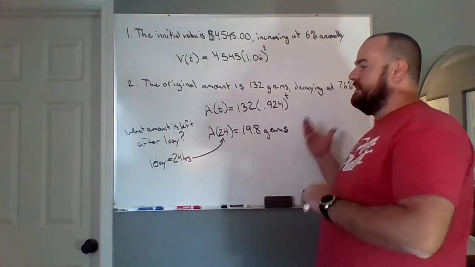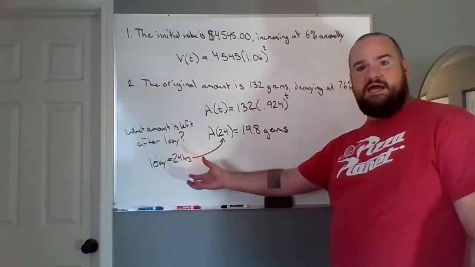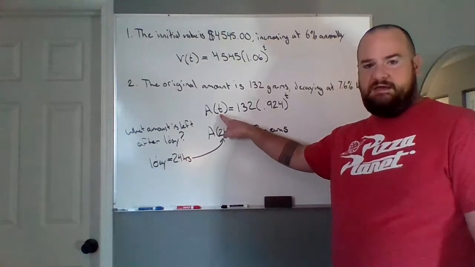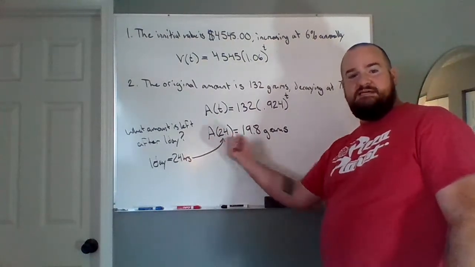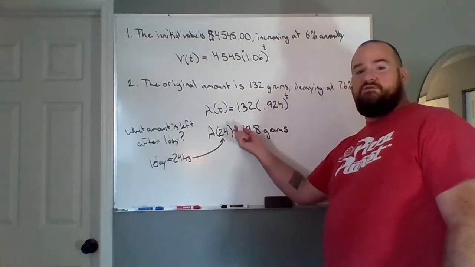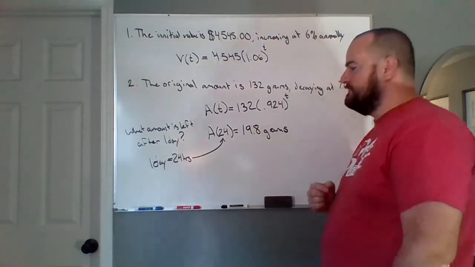It makes it a lot easier to go, okay, after one day, that means the time is 24 hours, and that goes in place of T because that's my time. It doesn't make us set this equal to 24, because we're not setting the amount to 24. We are setting the time to 24.